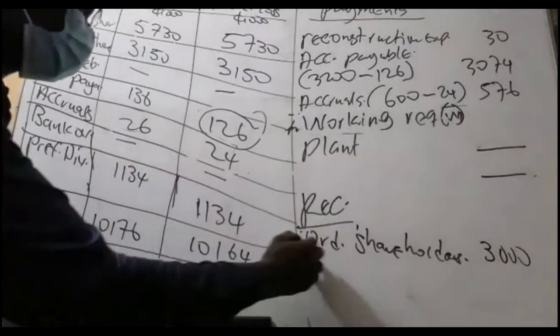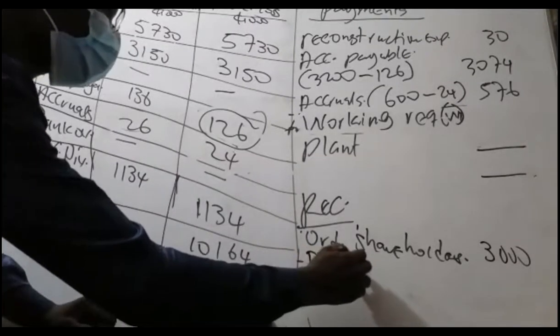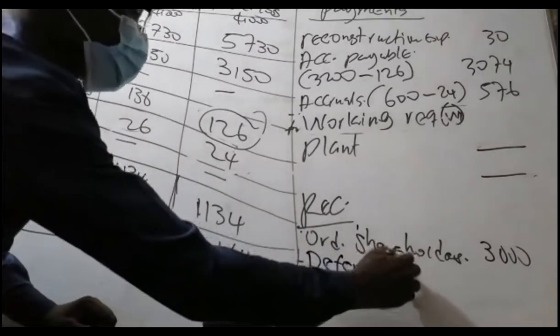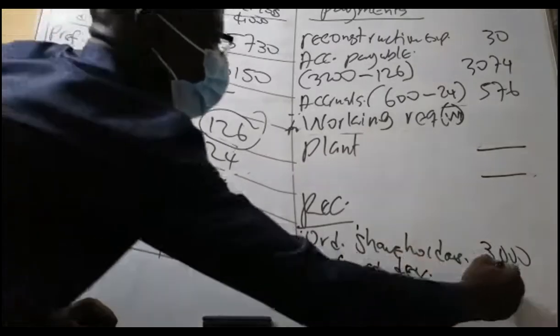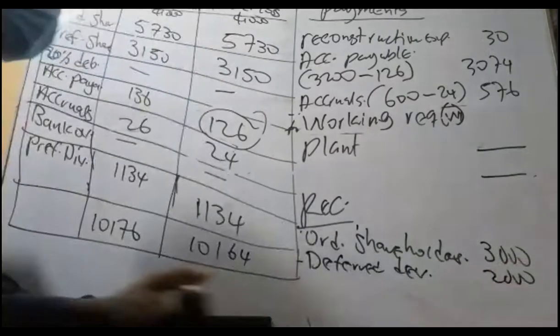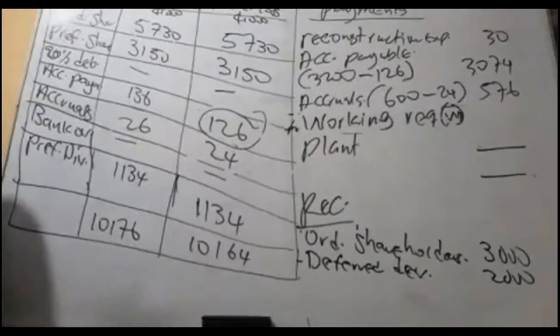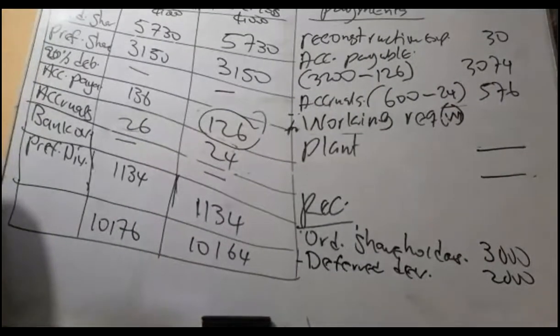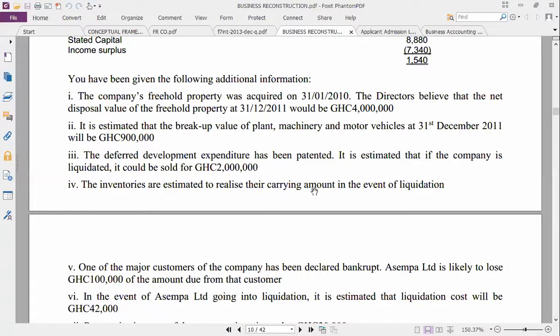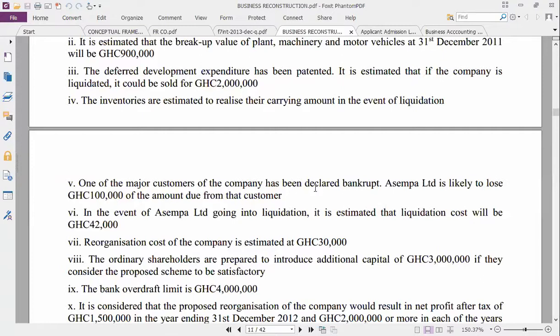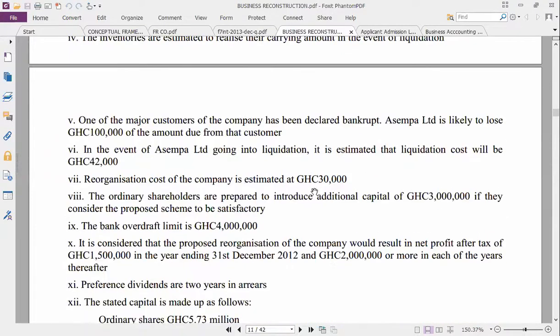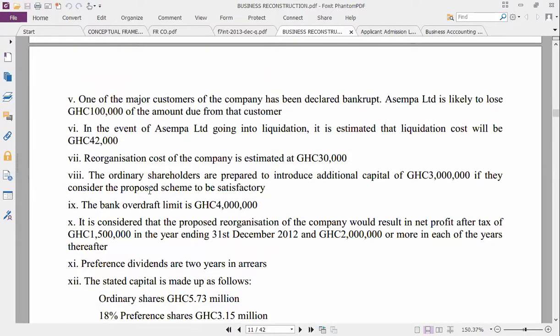So deferred development expenditure, 2,000. Where again can we get money? Yes, the bank overdraft. We can go and take the remaining balance. So bank overdraft, you can go there and pick the remaining balance. Where is the limit? The limit is 4 million.